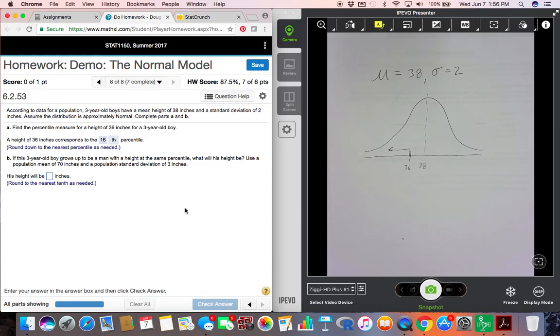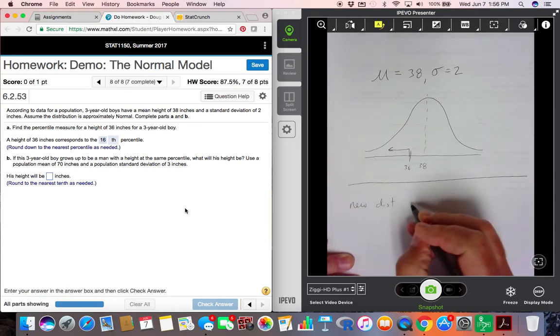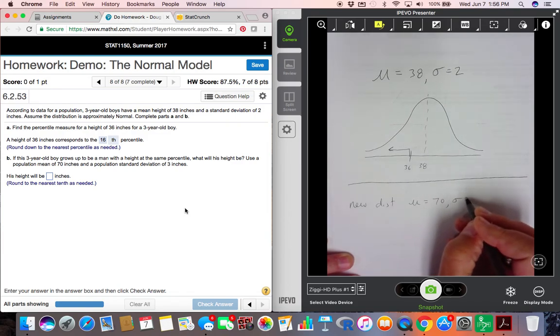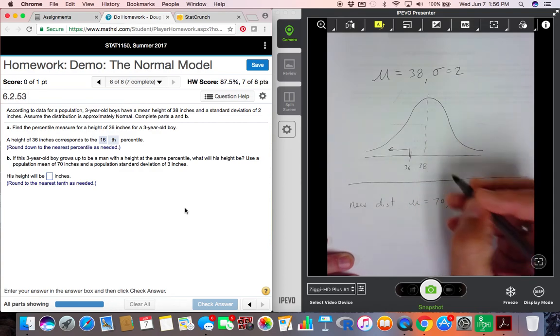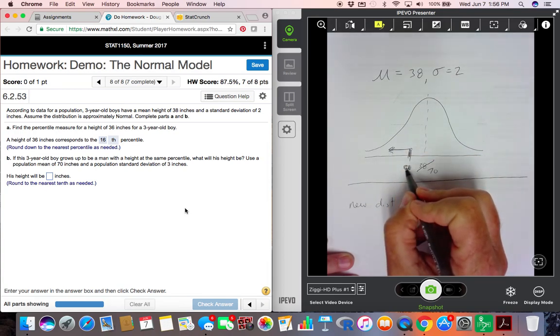If this 3-year-old boy grows to be a man with a height of the same percentile, what will his height be? Use a population mean of 70 and a standard deviation of 3. All right, this is an interesting problem. So we have a new distribution with a mean of 70 inches and a standard deviation equal to 3. And essentially we want to know what score corresponds to the height at 3 years old at the 16th percentile.